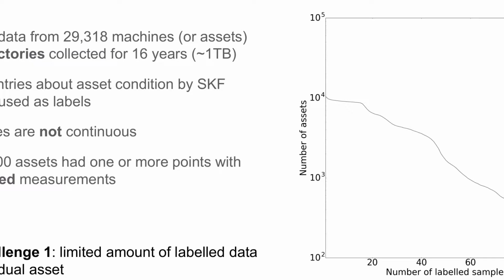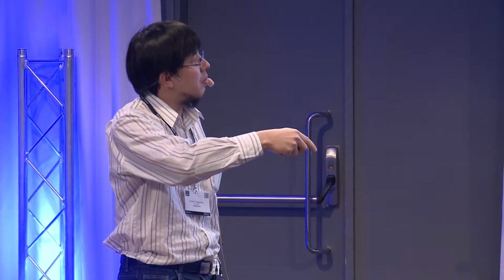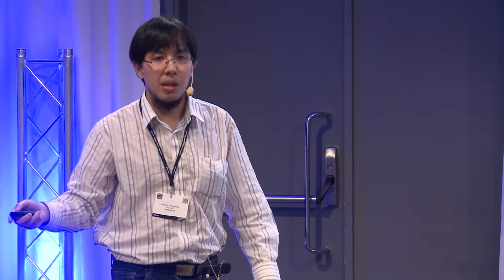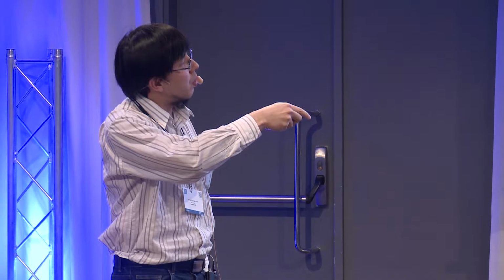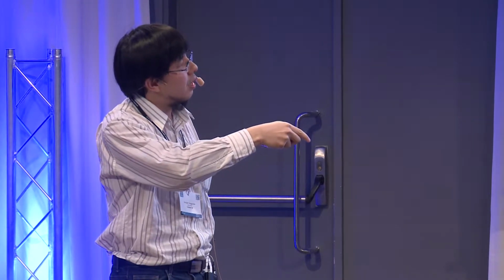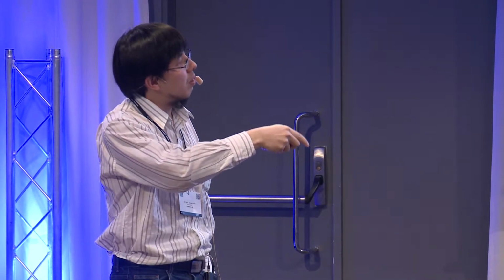Let me elaborate with this figure here. The horizontal axis represents the number of labeled samples. That means you have the vibration data that I showed you before, and the label by the human analyst that says, okay, there's a problem or there's not a problem in this case. But the number of assets that have this data goes down very quickly in the log scale. If you talk about 50 samples, that would go down to just 1,500 assets very quickly. That means in most cases, you do not have so much data at all.